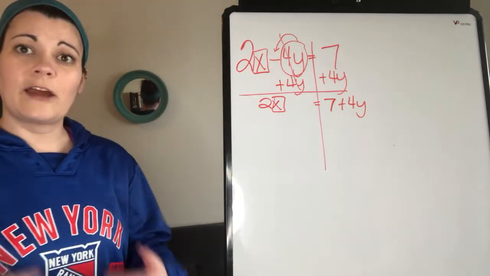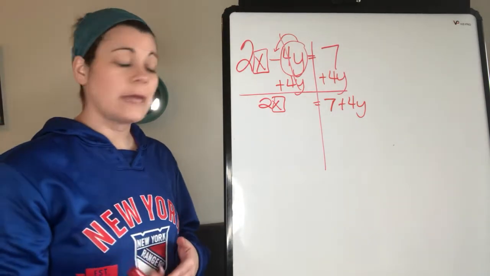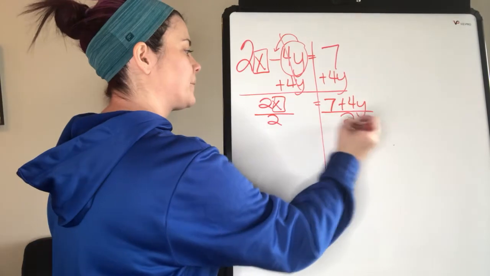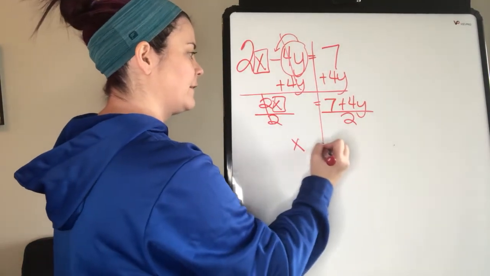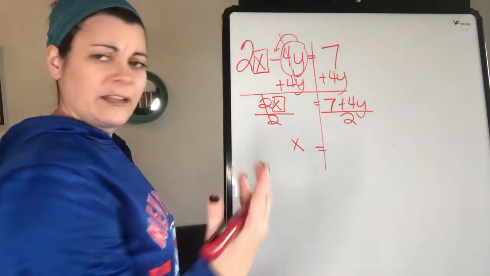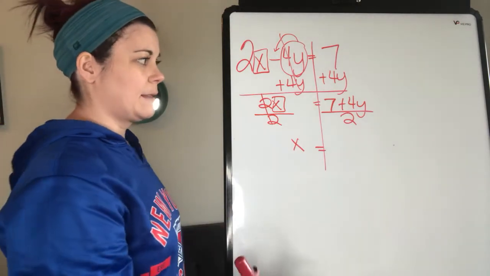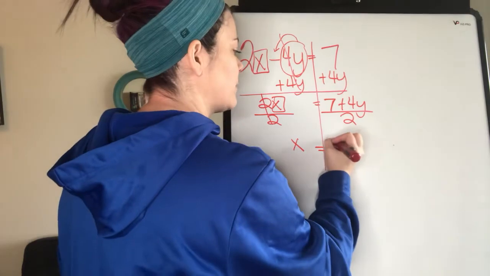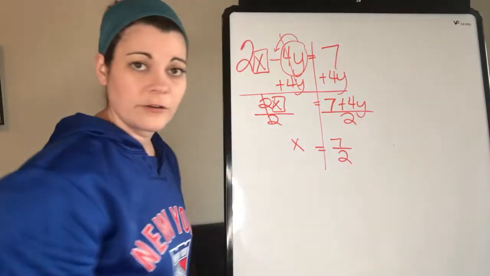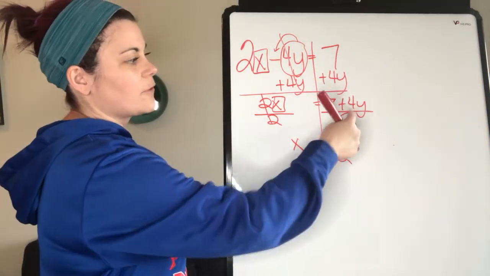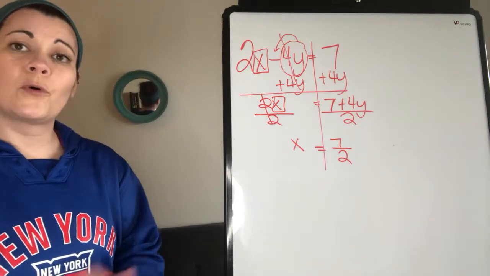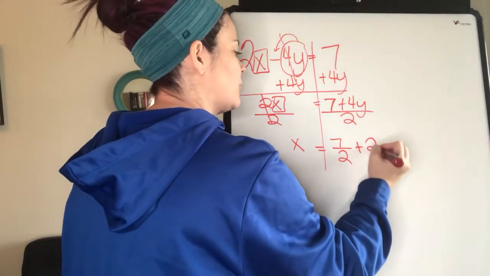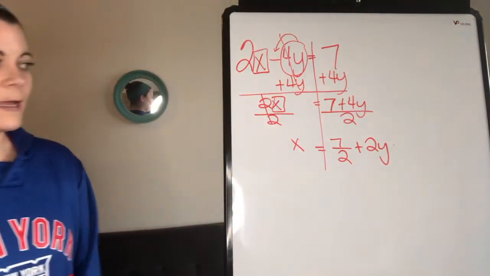Now I still need to isolate this x, so I need to get rid of that 2. The inverse operation is division, so I'm going to divide both sides by 2. Now I have x is equal to, and I can check to see if each term can be simplified. 7 over 2 can't be reduced, so I can leave that as 7 over 2. But 4 over 2 can be simplified, because 4 divided by 2 is 2, so 2y.